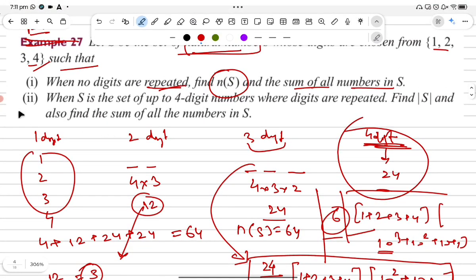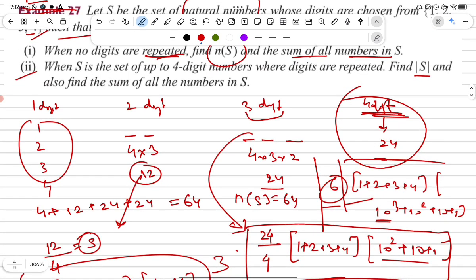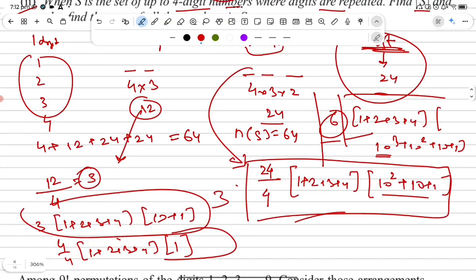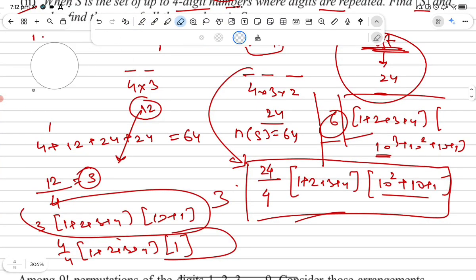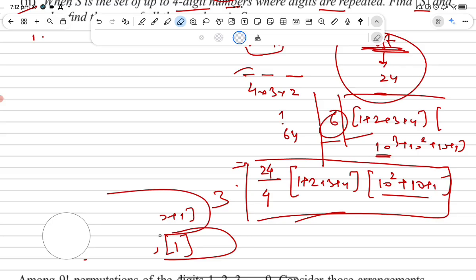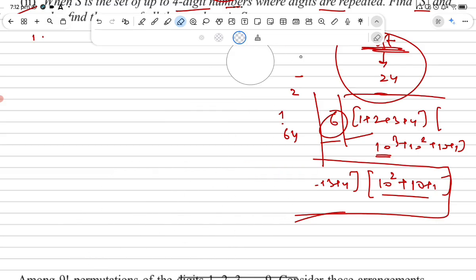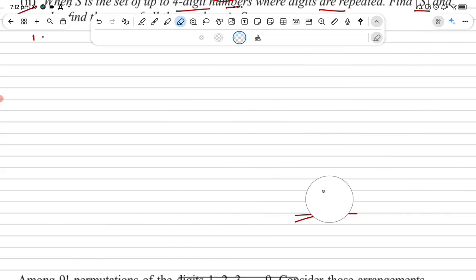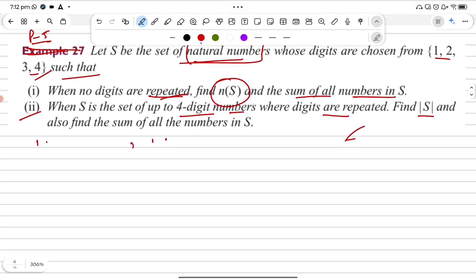Now, the second part of the problem: when S is the set of up to 4 digit numbers where digits are repeated, find the number of elements in S and also find the sum of all the numbers in S. So it says 4 digit numbers are necessary, right? And digits need to be repeated. Okay, let me just get a bit of space. It doesn't really say that it's necessary to have 4 digits. It says up to 4 digits.